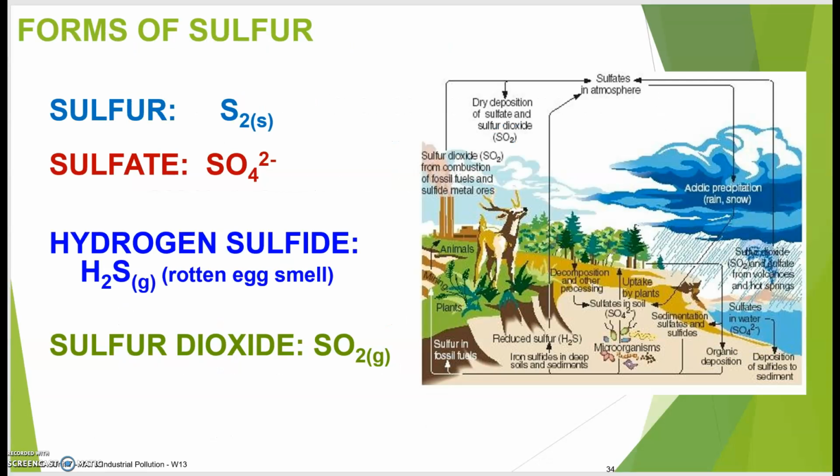Now, here are our species of sulfur that we're going to be talking about. We've got our S2, which is going to be a solid that we'll find in the environment, in the lithosphere, in rocks and soil and dirt. We'll find sulfate, which we can find in the atmosphere, in the water, and also in the dirt. We'll have hydrogen sulfide gas, which will be a gas that can be held in water, or it can be released into the atmosphere. And that's got a rotten egg smell to it. If you've ever walked across a wetland or a marsh and you've smelled like rotten eggs, then you've smelled hydrogen sulfide. And then the last one we have is sulfur dioxide, which is a gas that we'll find in the atmosphere.